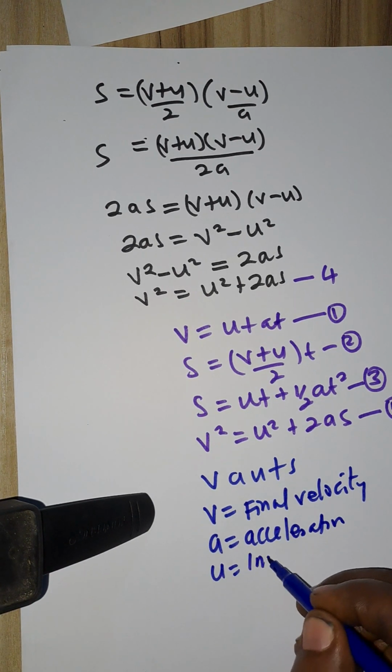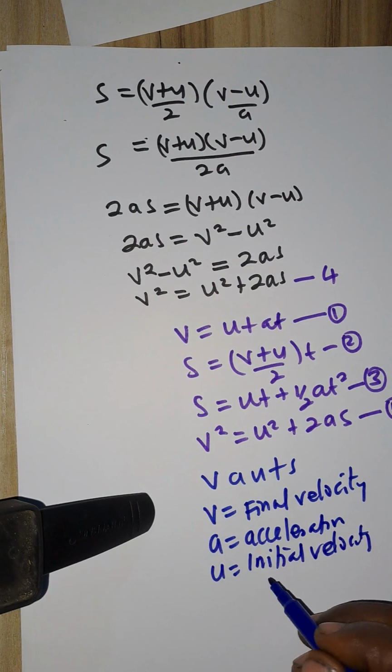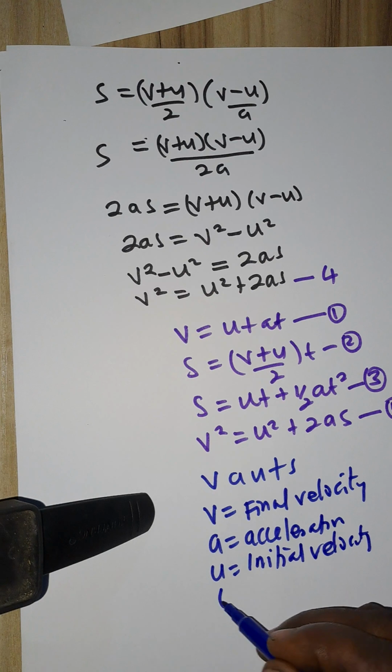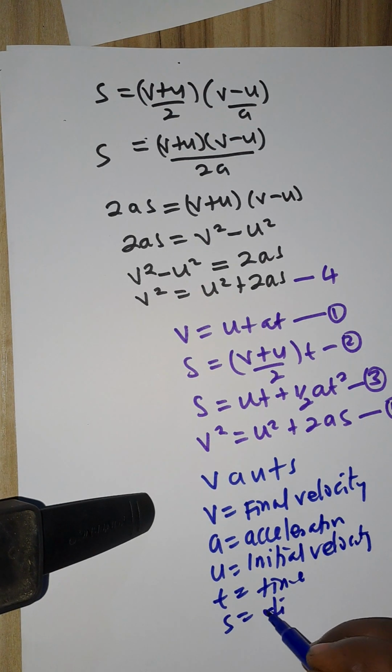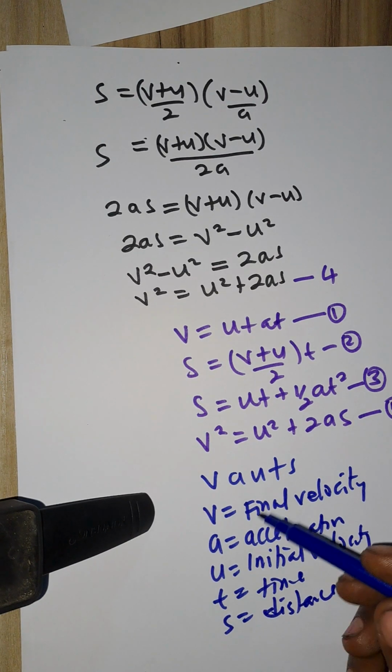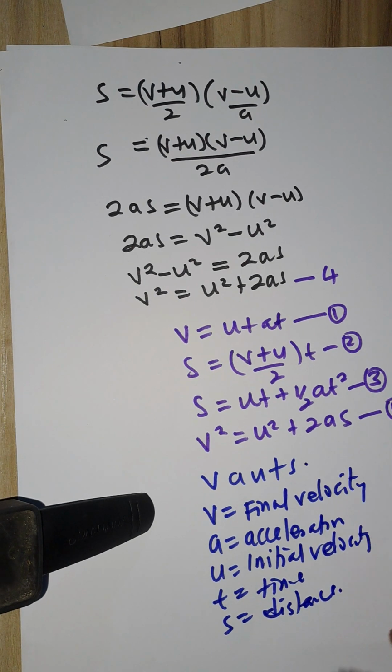U is initial velocity or initial speed. T is time. And S is distance or displacement. Okay. Now, if you look at these equations, we have VOLTS, which is a mnemonic that I use in remembering these things.